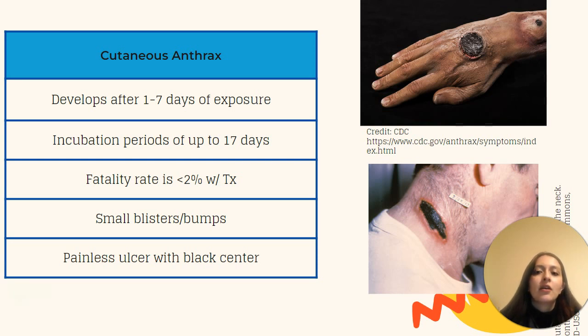Additionally, over 95% of all cases of reported anthrax are cutaneous anthrax. And injection anthrax is very similar to cutaneous anthrax, but it can spread through the body quicker because it's injected into the body, and sores and ulcers develop at the site of injection.